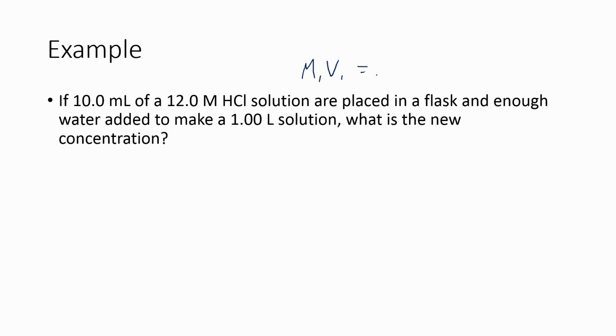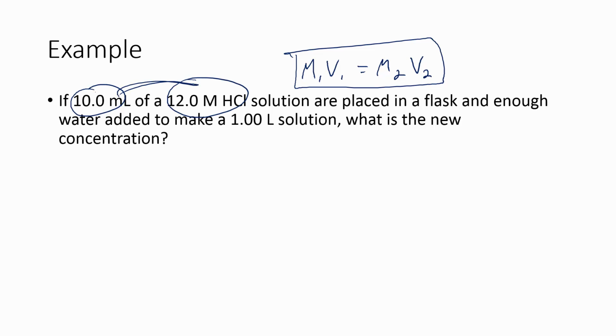As soon as you recognize this is a dilution type problem, you want to get M1V1 equals M2V2, write that up there. Now the only thing you have to do correctly is link the things that are connected. I initially have 10 milliliters of 12 molar hydrochloric acid. Those are linked. Doesn't matter if you actually put them as M2V2 or M1V1, they just have to be on the same side of the equation.